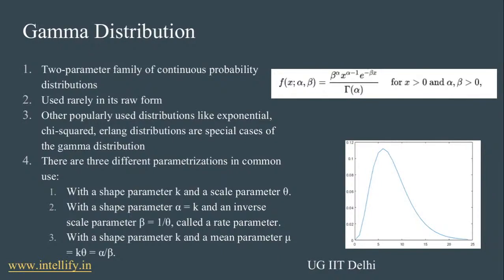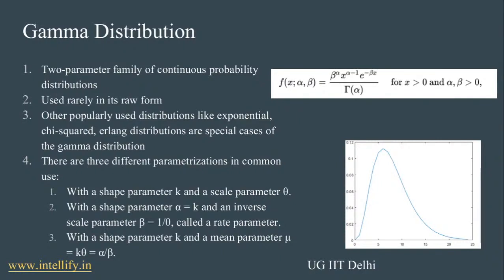If you see the equation on the right hand side, f of x given alpha and beta is equal to beta to the power alpha into x to the power alpha minus 1 into e to the power minus beta x, divided by gamma of alpha. It is valid for all x greater than 0 and for all alpha and beta greater than 0. So this condition must be followed.